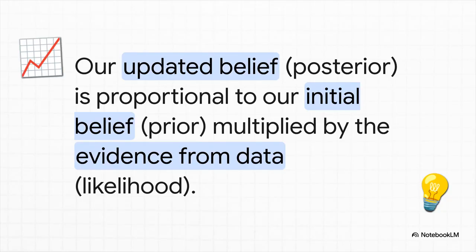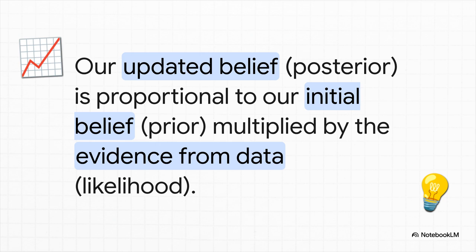And it all comes down to this one beautiful little equation. You start with an initial belief, which we call the prior. Then you multiply that by the evidence you get from your new data, which is the likelihood. And what you get out is your new, updated belief, which we call the posterior.